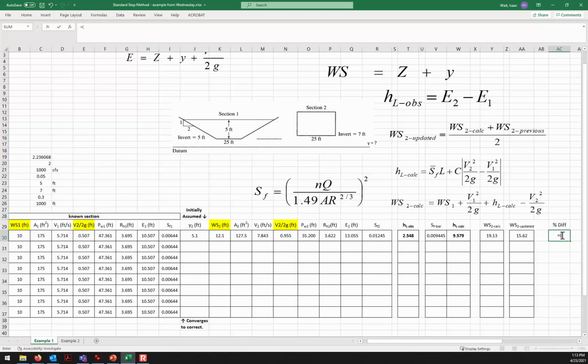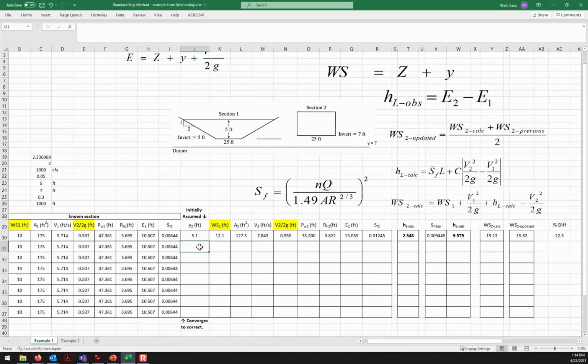So for the percent difference, I'm going to follow the same approach as we've done in other iterative methods where we're saying it is the updated minus our previous guess divided by the updated times 100. So it's the difference divided by the newer value, which is more correct, times 100. So it's 22.5% difference. And we're just going to look for that to eventually get down to 0, meaning that we're not seeing any more changes in the guess depth.